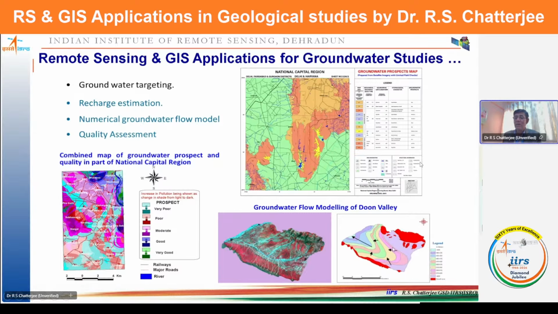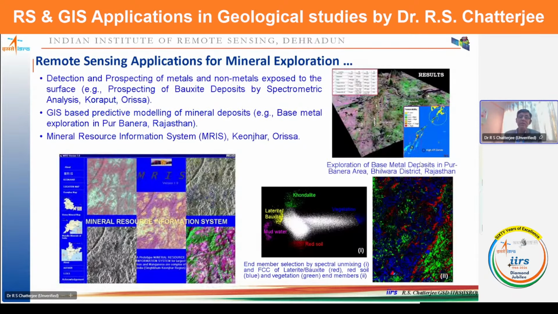This we can understand how the groundwater flows underneath. Then the other applications, like mineral exploration. Minerals can be exposed to the surface, like there are certain minerals, maybe metals and non-metals. Those are exposed to the surface, like bauxite deposits, isn't it?